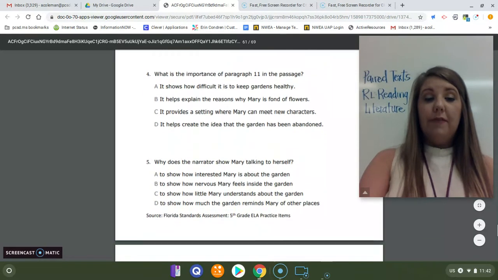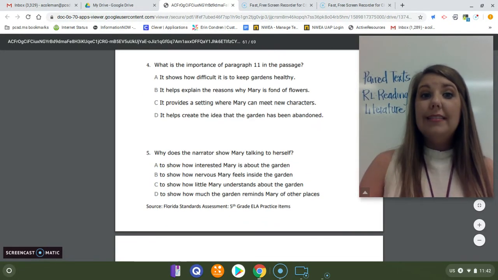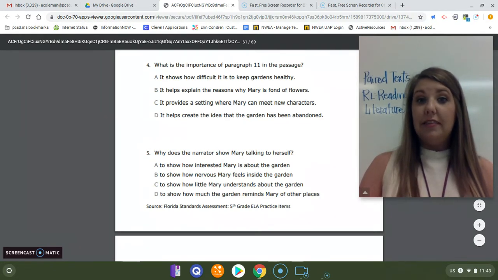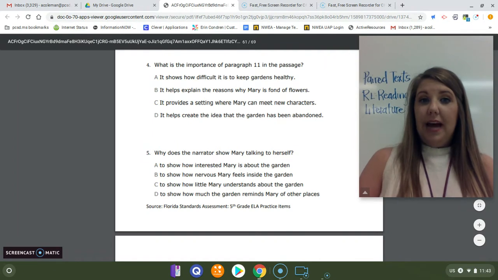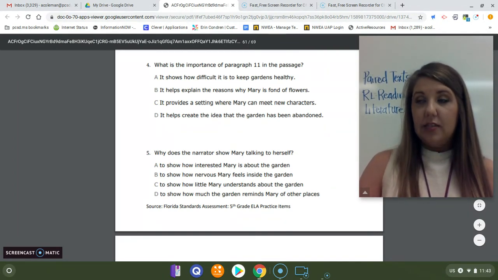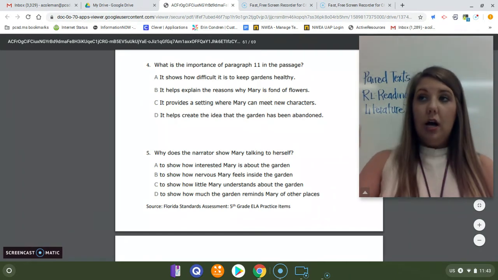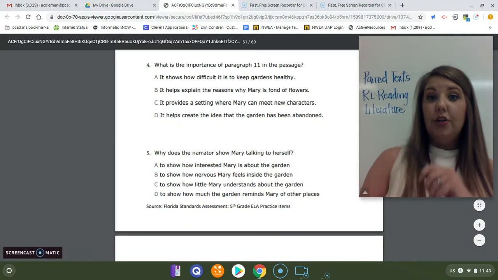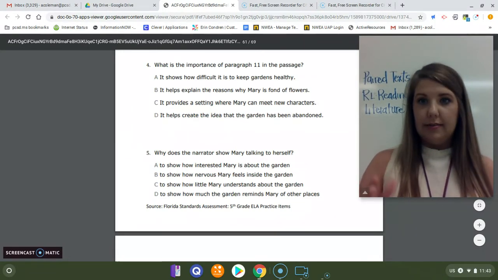Go to number 4. What is the importance of paragraph 11 in the passage? So paragraph 11, and we're still in passage 2, okay? We're still in passage 2. We're looking at paragraph 11. What is the importance of that? So I would make sure to put a note or draw a line under paragraph 11 and under importance. We want to know what is the importance.